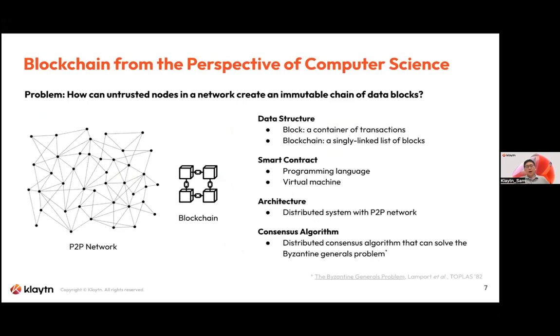So how can we define and view blockchain from the perspective of computer science or computer scientists? As I mentioned, the problem that blockchain is trying to solve is how we can create trust between untrusted entities. But in the view of computer science, specifically the problem would be how can untrusted nodes in a network create an immutable chain of data blocks. So we have a P2P network, and on top of this P2P network, we build blockchain. And from the computer science perspective, these blockchains are singly linked lists of blocks, and each block is a container of transactions. So this is a data structure.